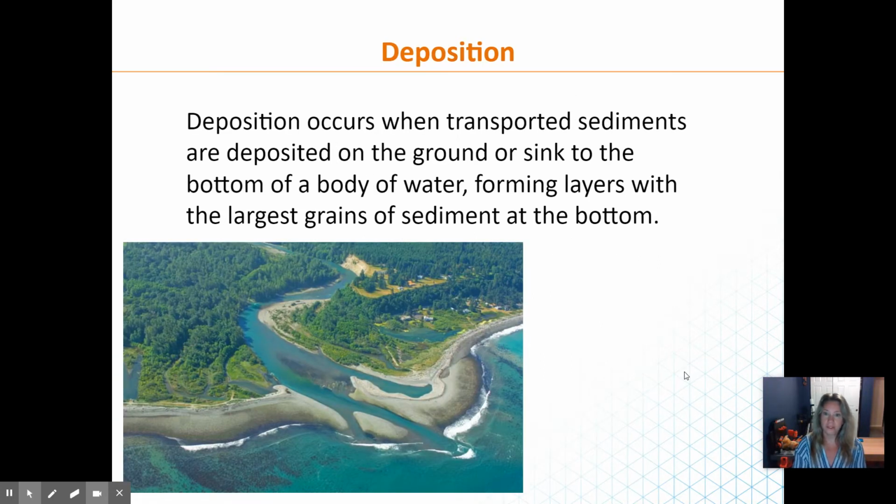All right, and then deposition. So that sediment has to go somewhere. So it erodes by one of those four agents, but then it goes somewhere else. It doesn't just disappear. And that would be deposition.